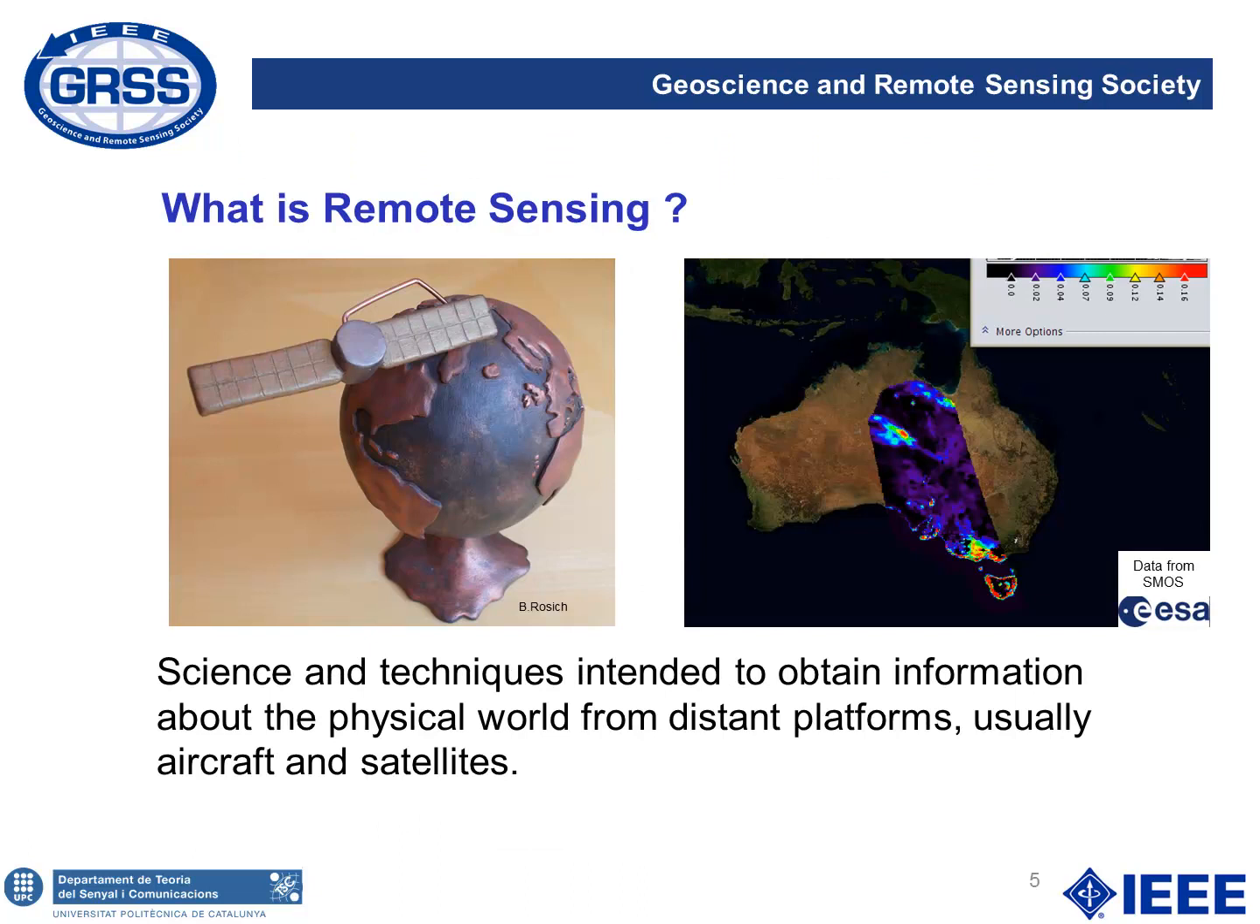What is remote sensing? Well, we can consider it the science and techniques with a common purpose of obtaining information about the physical world from distant platforms, usually aircraft and satellites. In the right hand image you have an example of a remote sensing product. In this case we have soil moisture values which are obtained over Australia after a rain event.